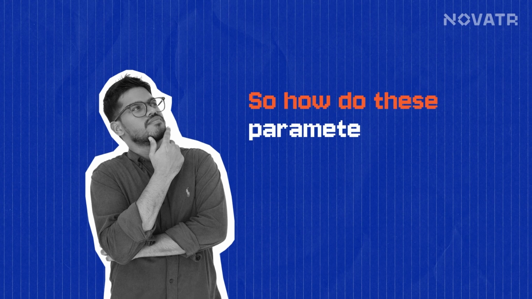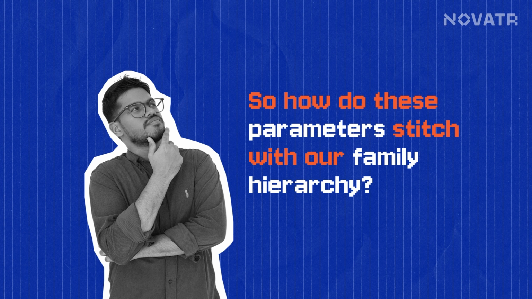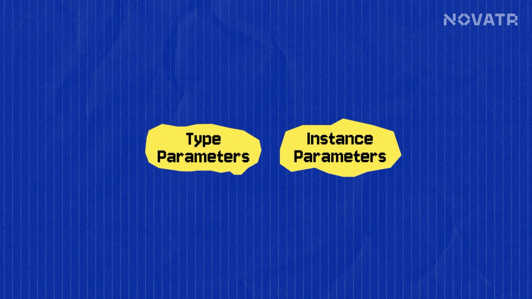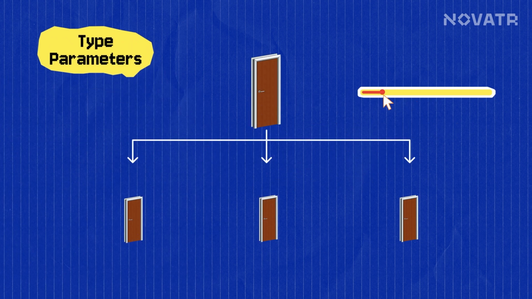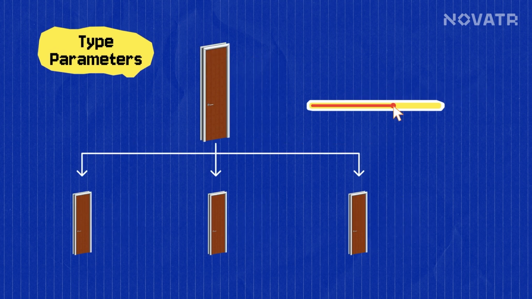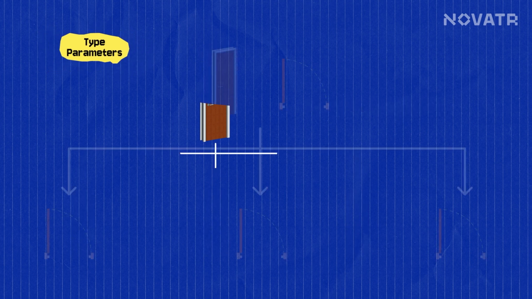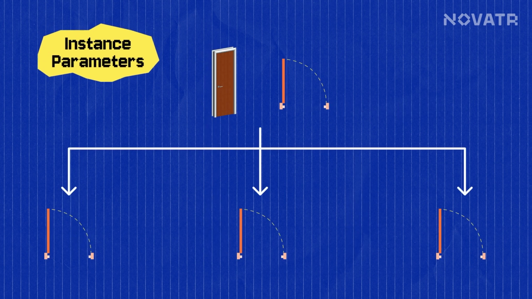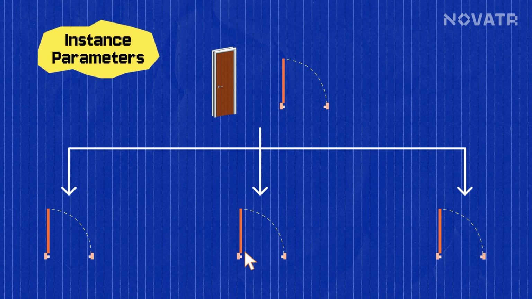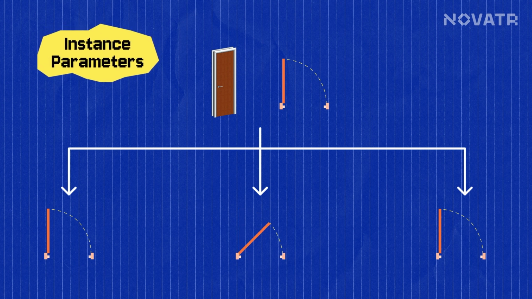So how do these parameters stitch with our family hierarchy? There are two main kinds of parameters. Type parameters affect every copy of that type. Change the height of a 2100 mm wooden door and every door of that type changes. Instance parameters only affect one specific object. Change the swing angle of a single door and only that one updates.